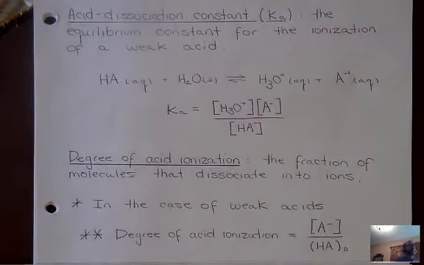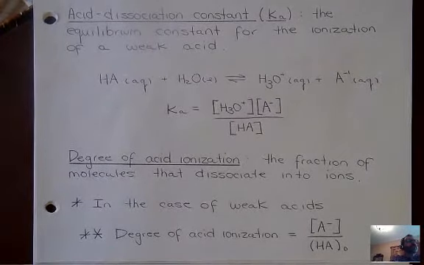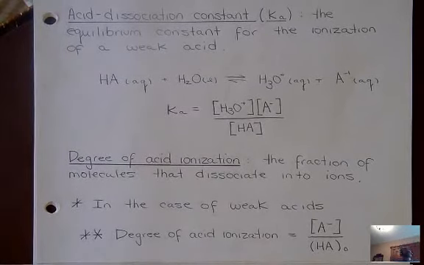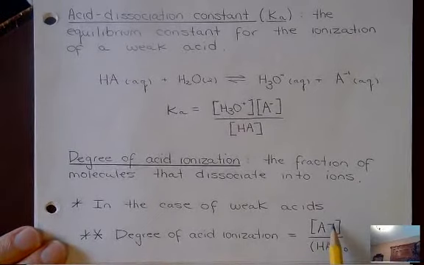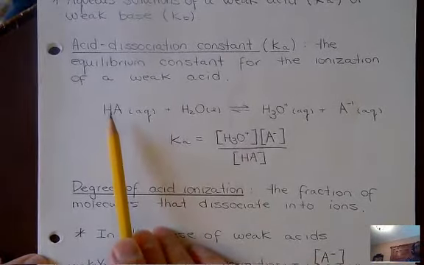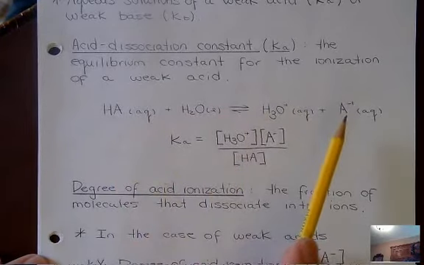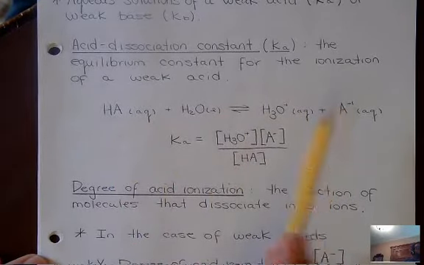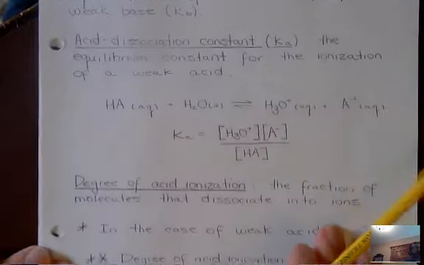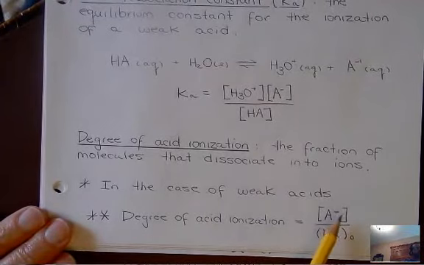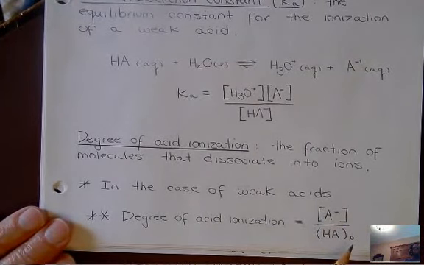Okay, another definition, something called the degree of ionization. It's kind of a measure of how far the reaction took place. The degree of ionization is the fraction of molecules that dissociate into ions. In the case of any weak acid, the degree of ionization is the equilibrium concentration of A minus, because as the HA dissociates, I always get a certain amount of A minus with respect to it, no matter what's going on. How much of this I have at equilibrium is divided by the amount of HA that I start with. So it's the equilibrium concentration of A minus divided by the initial concentration of HA.